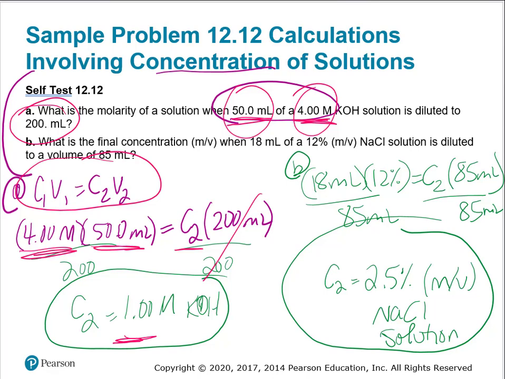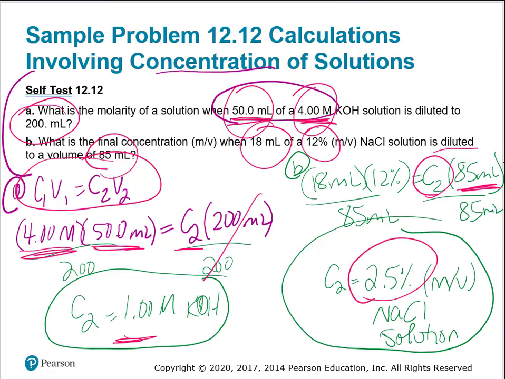For the second one, we're told volume and percent of the first concentration. We see that it is diluted to a volume of 85, so that's our second volume. We need to find the new percent concentration. Divide both sides by 85, and we should get 2.5%.